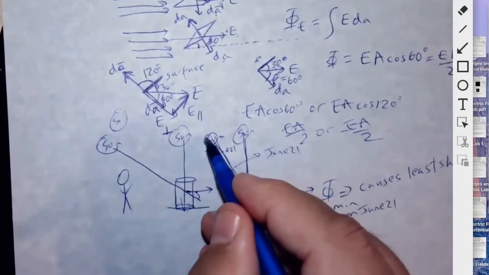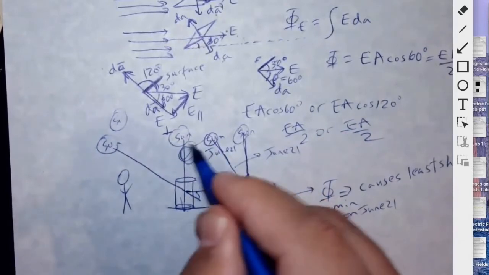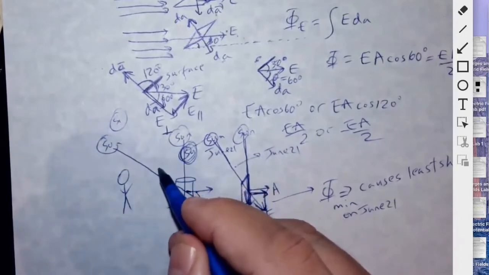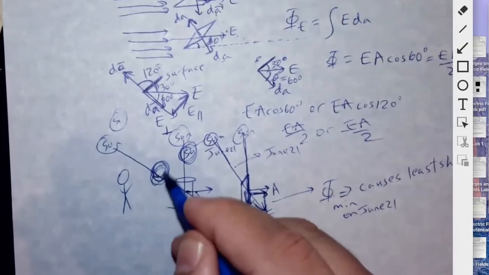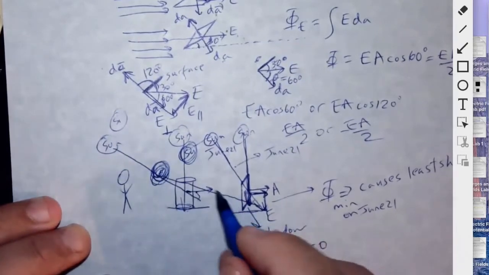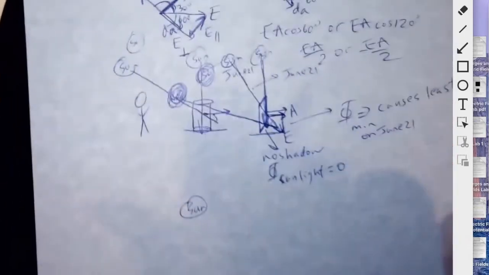As the months go by, now we're getting into July and August, the sun is lower in the sky. By the time December comes, the sun is all the way down here. So it goes like this. So when December hits, the sun is very low.